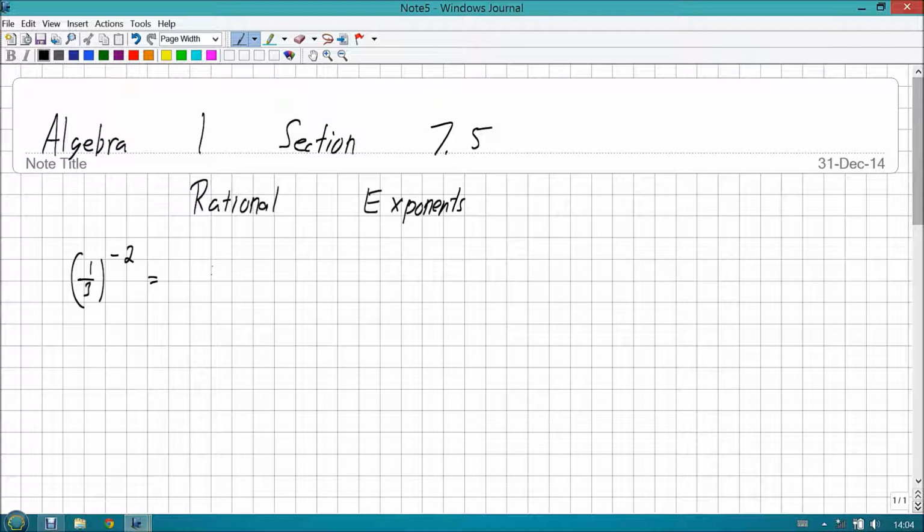We know to turn this into 3 over 1 squared, which is 3 squared over 1 squared, which is 9 over 1, which is 9. We know how to do those. We know how to work with them. But if you'll note, the power is a whole number. Not all powers are whole numbers. Sometimes we have fractions for powers. And today we're going to go over what that fraction means.